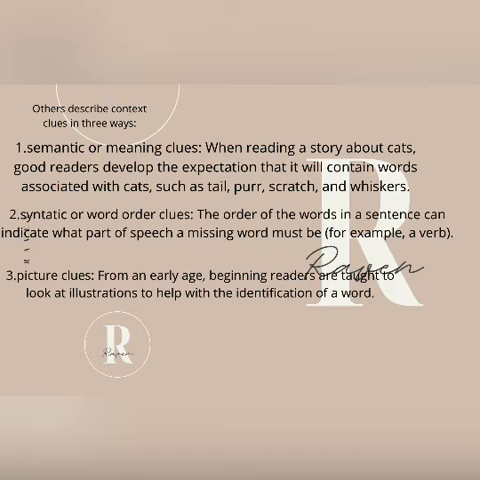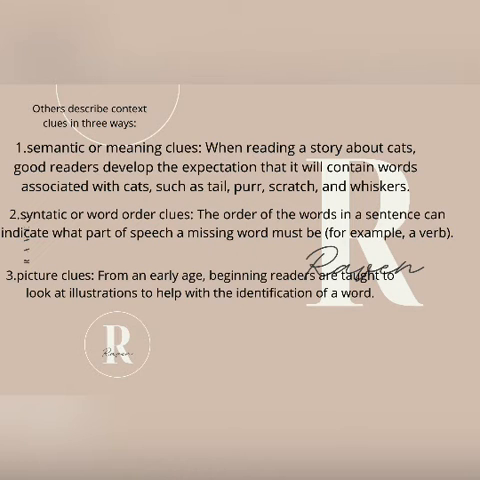Others describe context clues in three ways. Number one, semantic or meaning clues. When reading a story about cats, readers develop the expectation that it will contain words associated with cats, such as tail, purr, scratch, and whiskers.